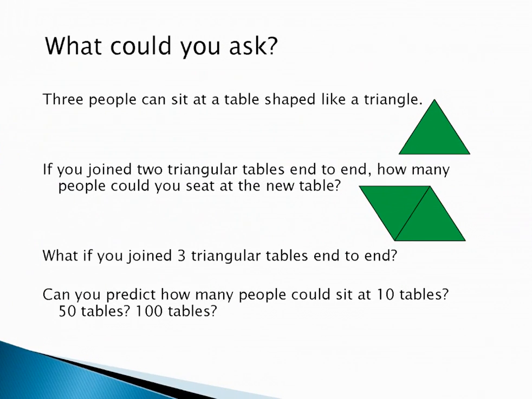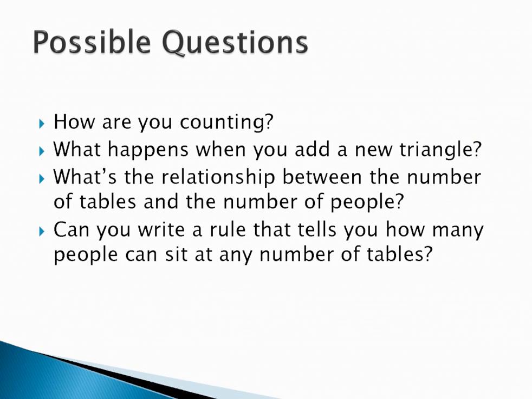Here's a task we used earlier as an example of building rules. If your students were working on this task, what are some questions you could ask to assess or advance your students' thinking? Take a moment to jot down some ideas. Here are some possible questions you might ask. How are you counting? What happens when you add a new triangle? What's the relationship between the number of tables and the number of people? Can you write a rule that tells you how many people can sit at any number of tables?